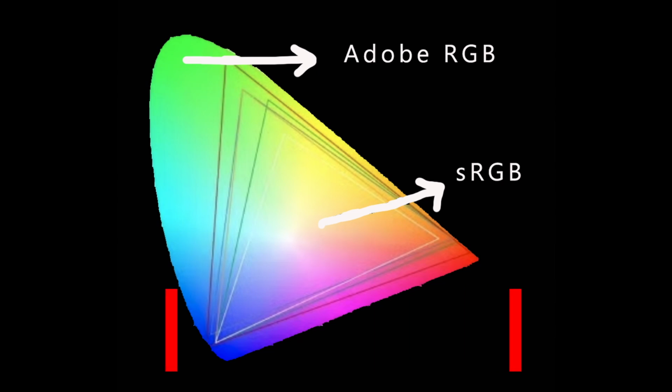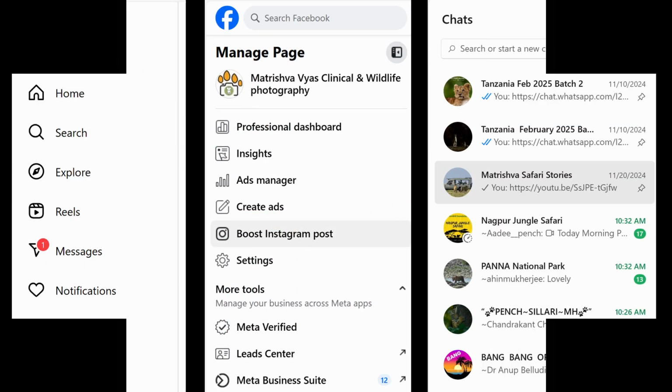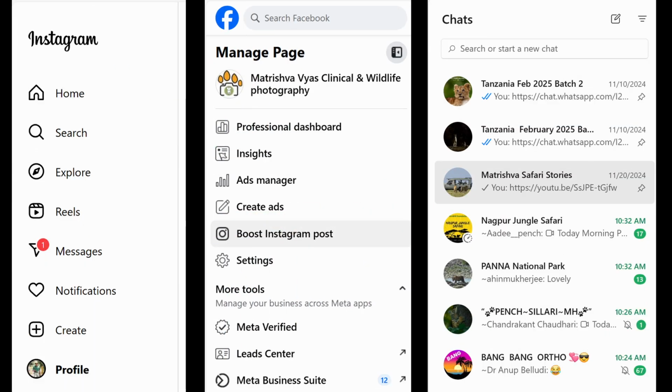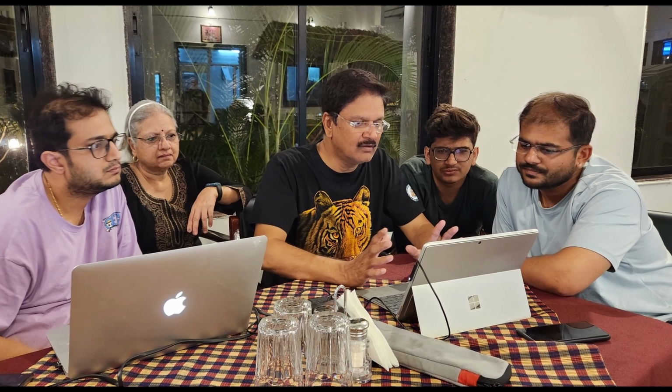But then why do you need the sRGB color space when we know that it has less color information? This is because not all screens or programs, for example Facebook, WhatsApp or Instagram, support the wider color gamut of Adobe RGB. Let me demonstrate what exactly happens to the color with different color spaces.